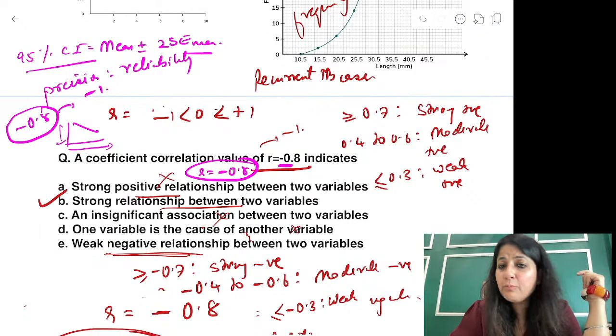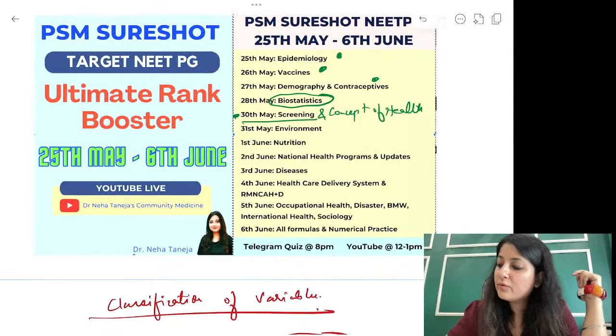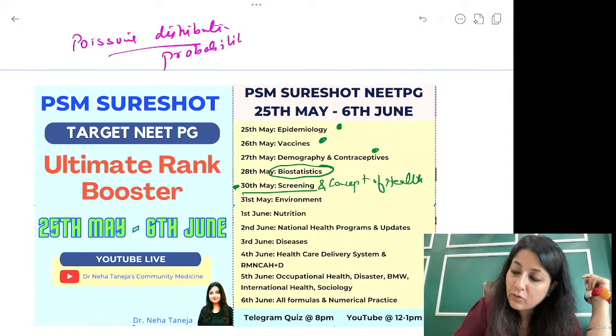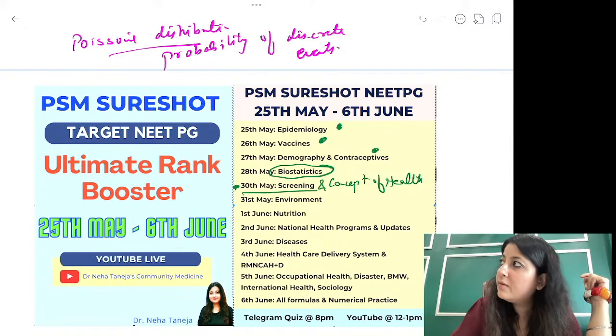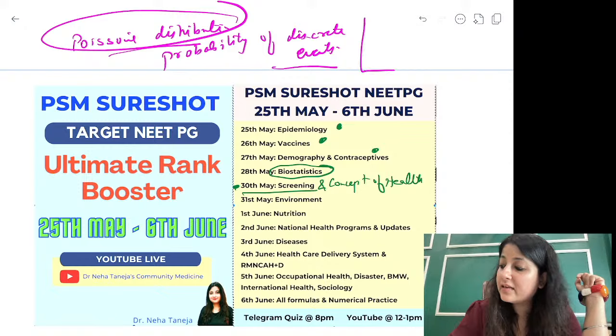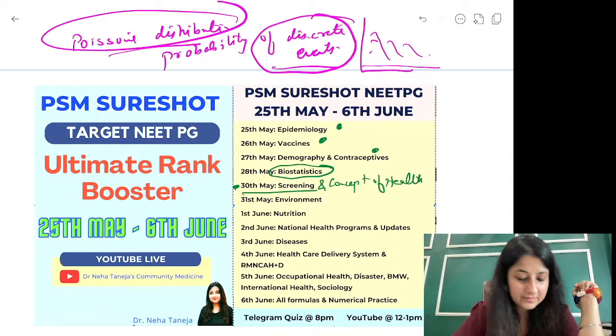Poisson's distribution is the probability of discrete events. What is Poisson's distribution? It tells us about the probability of discrete events, like when a meteorite will strike the earth, or on which day I will get the maximum number of patients in my OPD. That is Poisson's. Its graph you will get on the basis of lambda, something like this. The buzzword here is discrete events.